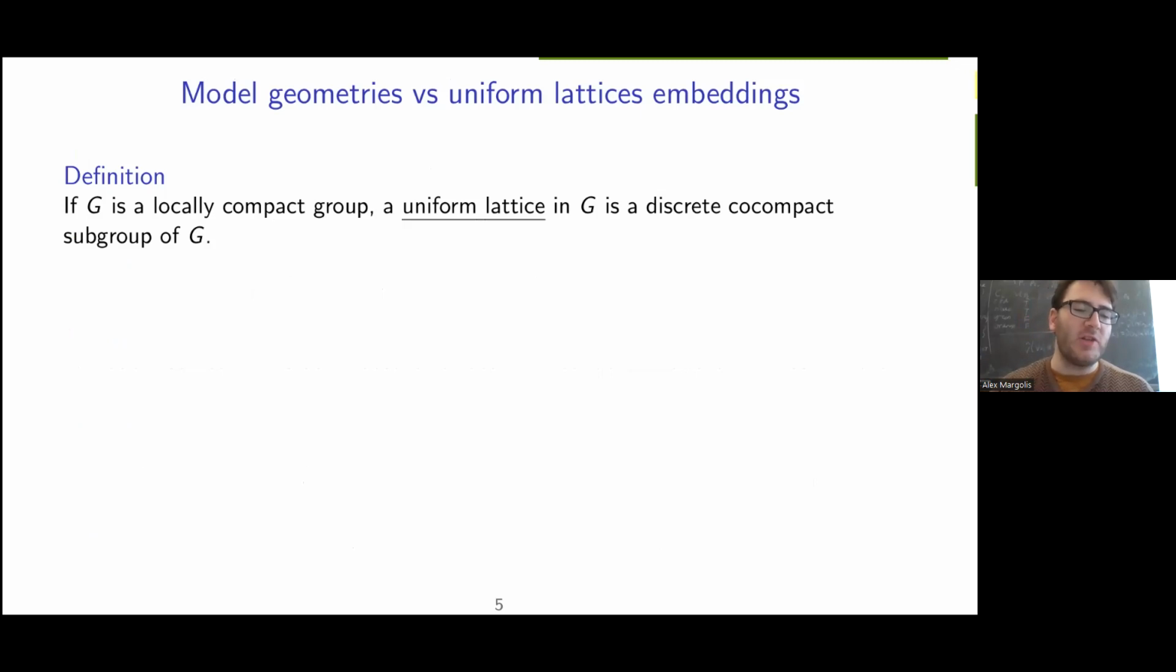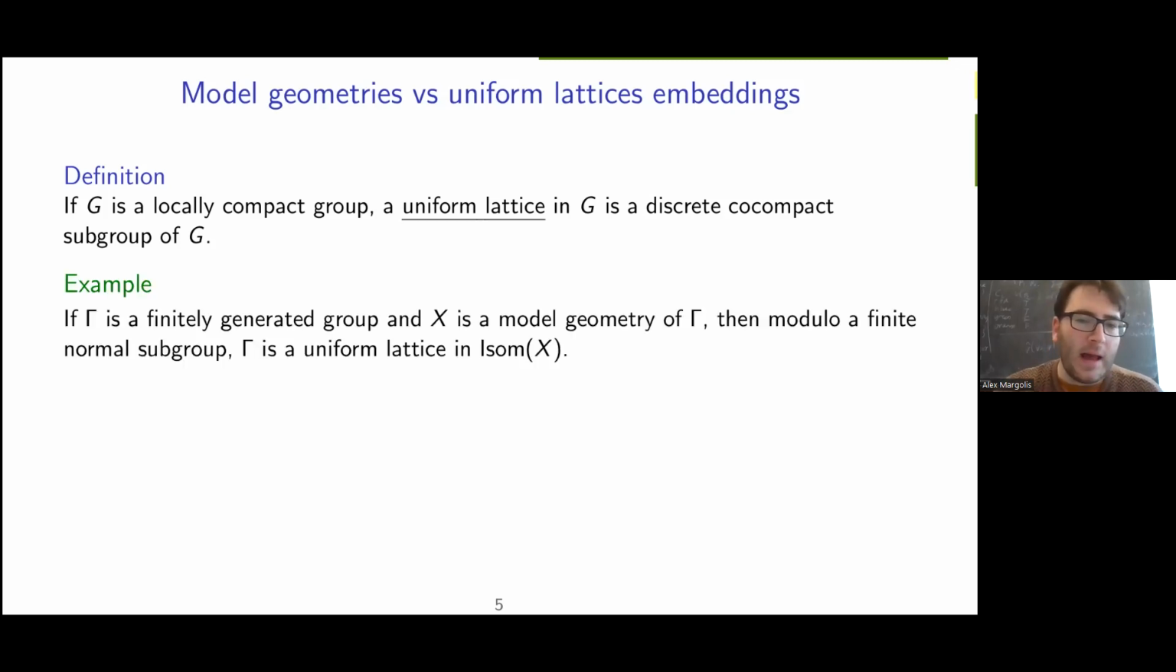Okay, and the problem I mentioned in the previous slide, about working out which finitely generated groups have the property that model geometry is dominated by locally finite graphs, it can be reformulated in terms of understanding lattice embeddings of a finitely generated group. So if we have a locally compact group, a uniform lattice in G is a discrete co-compact subgroup of G. And the key example is that if gamma is a finitely generated group and X is a model geometry of gamma, then after possibly quotienting out by a finite normal subgroup, which is the kernel of the action, then gamma is a uniform lattice in the isometry group of X.